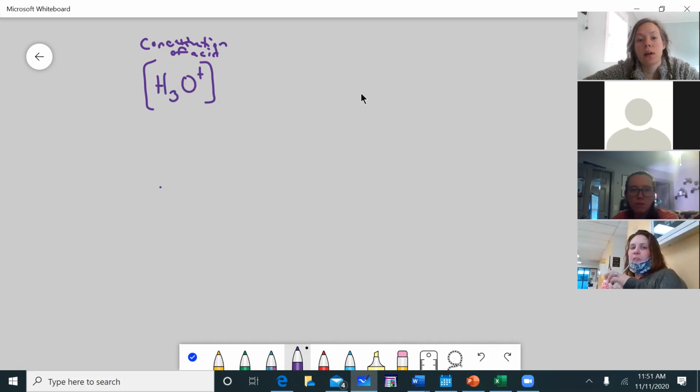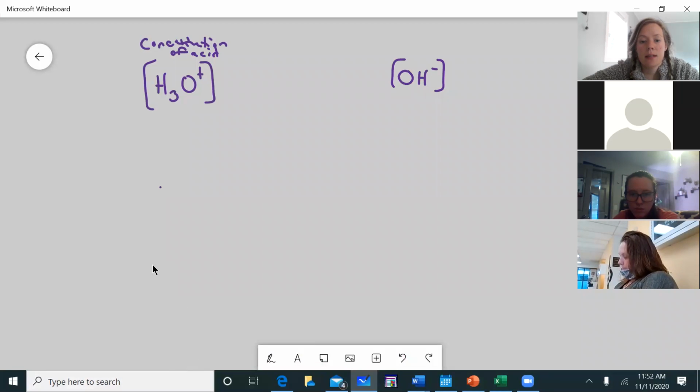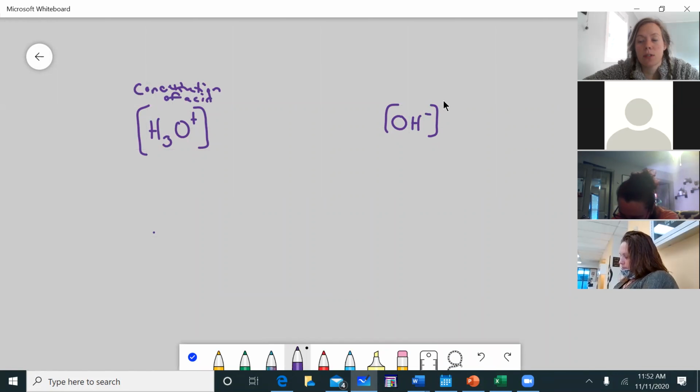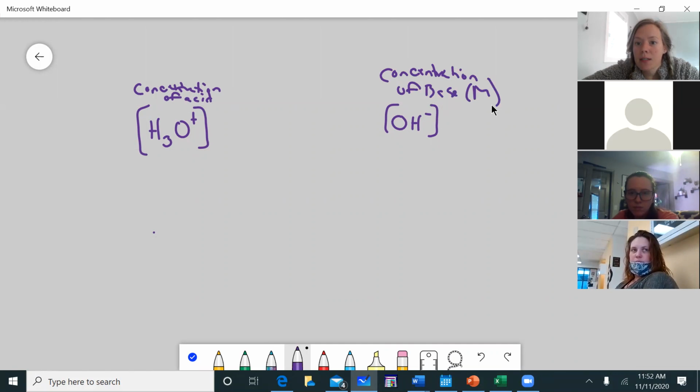So we've got that in one corner. Over in this corner, I want you to write OH minus and put it in brackets. That is the concentration of your base. Again, brackets letting us know we're talking about concentration. So concentration of base. And if you want, you can put in parentheses a big M, because this is going to be given to you 99% of the time in molarity.